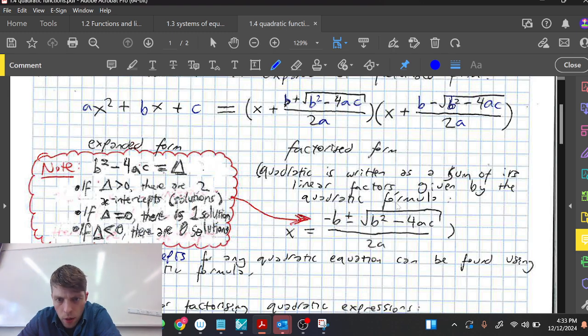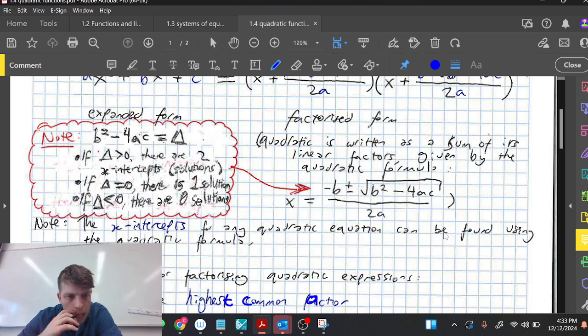And if it's less than 0, then we're not going to have any solutions at all, because we remember the square root of a negative does not exist for real numbers. So we don't need to worry about that. So they're the three possibilities. There's either one solution, two solutions, or no solutions.